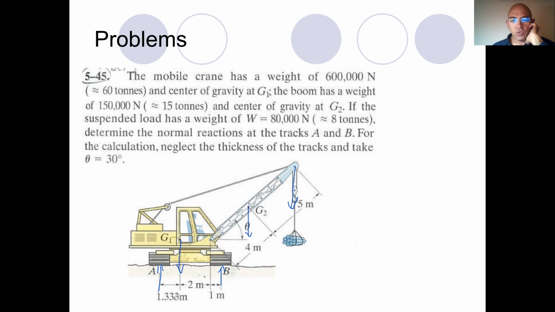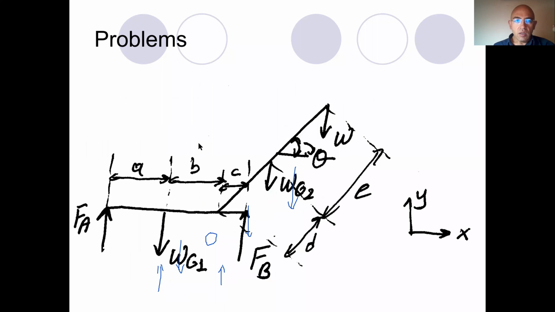We are given the dimensions. The distance between G1 and A is 1.333 meters. The distance between the joint of the boom and the center of gravity of the crane is 2 meters, and the distance from the track B to the joint is 1 meter, and the total length of the boom is 9 meters. Okay, let's draw the free body diagram. This will be the first step, in fact.